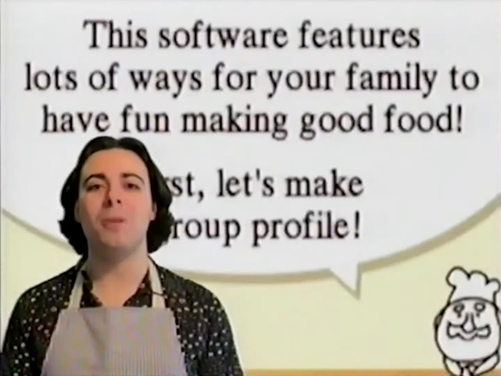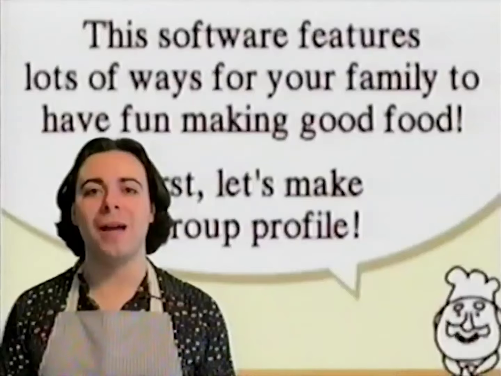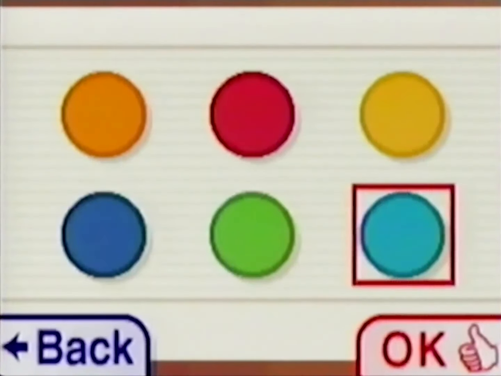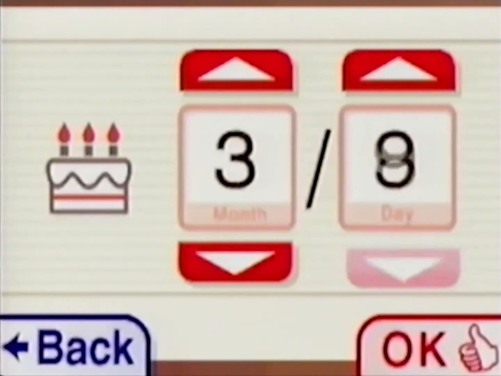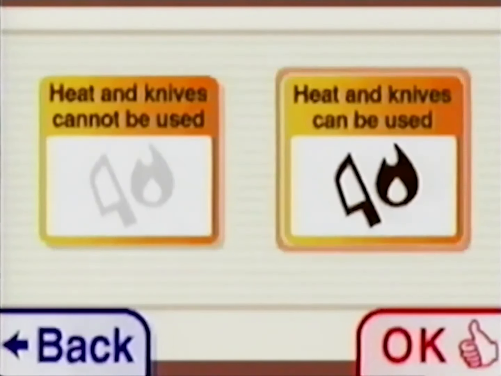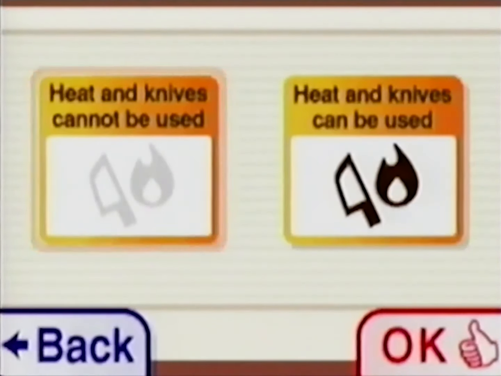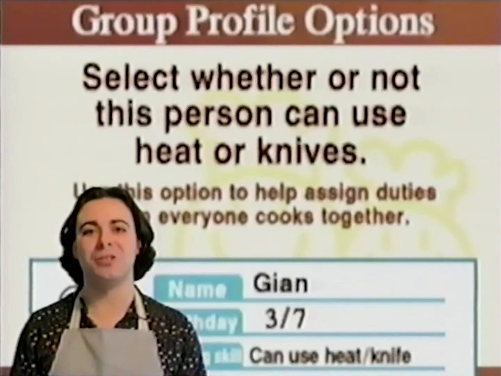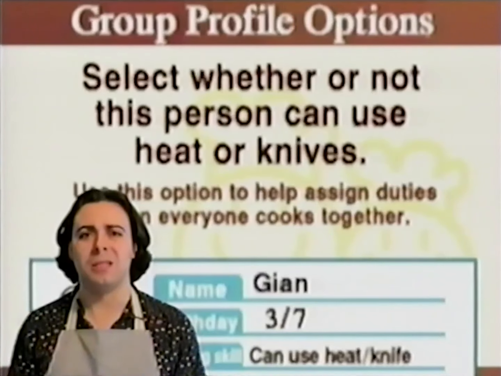If it's your first time opening this section, you'll need to make a personal profile and a group profile. You'll make your personal profile first, selecting a color and character icon, then typing in your name and birthday. You'll also need to mark whether or not the user attached to the profile is allowed to use heat or knives. Safety comes first and foremost, so make sure you mark this for any children who may be playing. Or if you're just really clumsy.